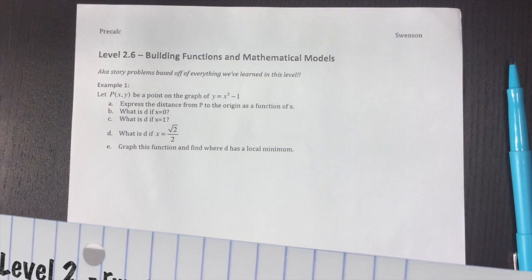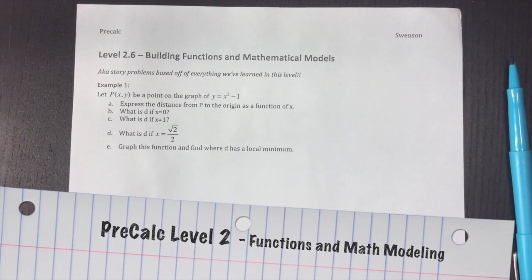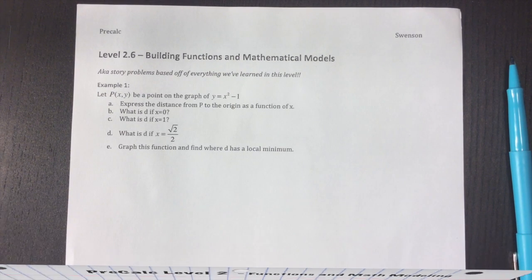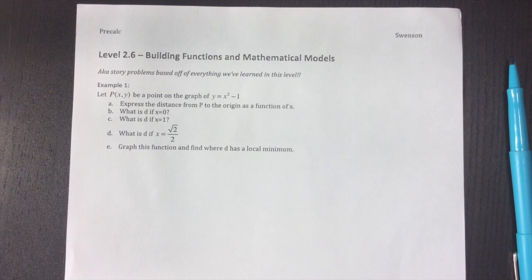All right, so we've reached level 2.6, which is called Building Functions and Mathematical Models. And I will have to say, this section is the shortest, but also the most challenging, and it's because we're dealing with story problems. Story problems, by far, have been something that's scared us since elementary school with math problems. Something about putting words to numbers doesn't click for us.